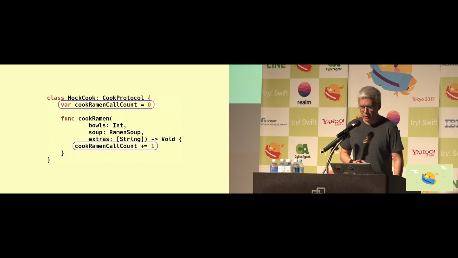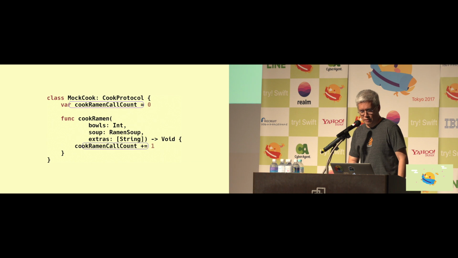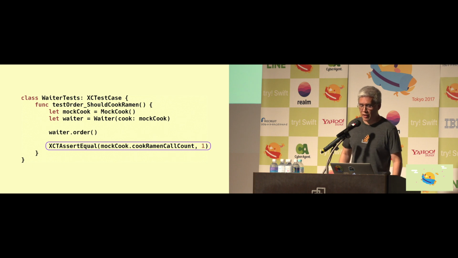So instead, let's record how many times the method was called. Let's change the property from a Boolean to an integer and simply increment the count. This changes the test. Now we can say the cook ramen call count should equal 1.